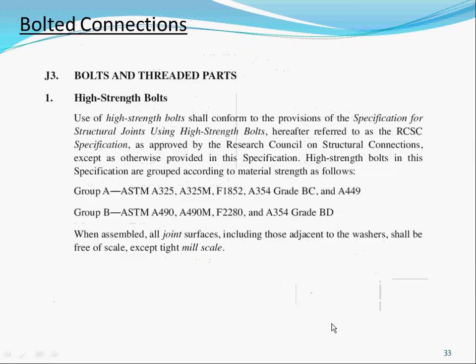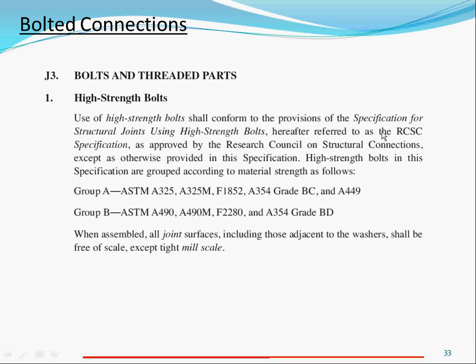Okay, bolts and threaded parts. So that was welding and welding strength. You get basically three types of welds: CJP, PJP, and fillet. The strengths are pretty straightforward in the design code. You check both the base metal and the weld metal for strength, and the minimum of the two strengths is the capacity of your weld.